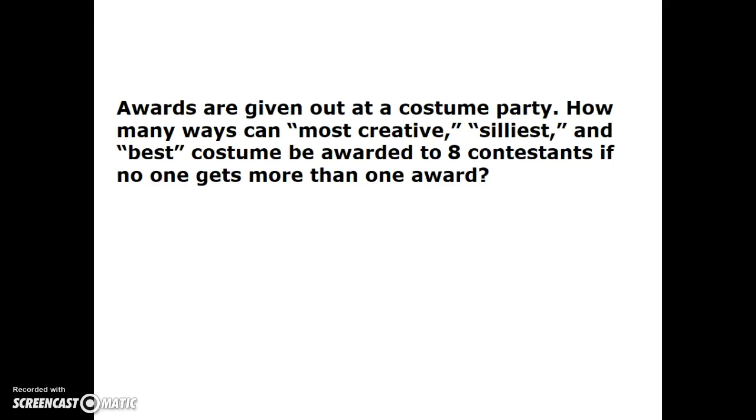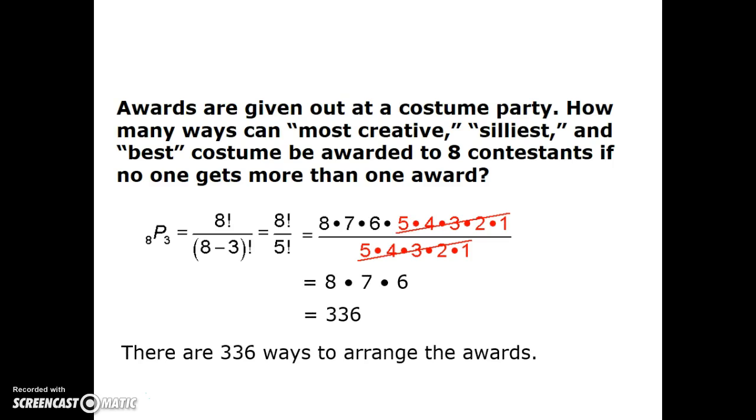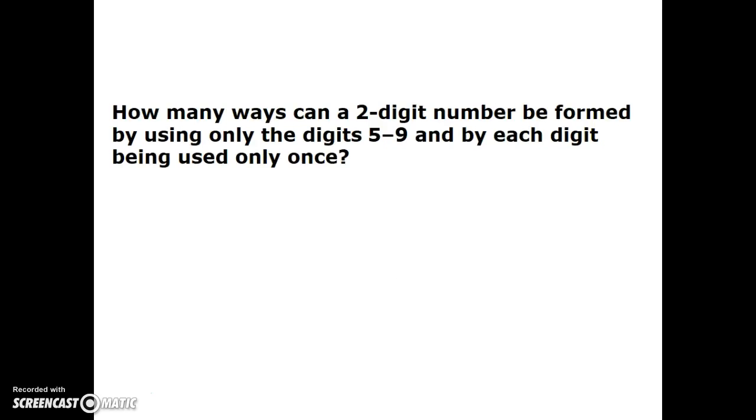Awards are given at a costume party. How many ways can most creative, silliest, and best costume be awarded out of 8 contestants? So N is 8, and R is 3. There are 3 different groups that we are using. So that is a total of 336 ways to arrange the awards. So write down that formula and make sure that you have it.